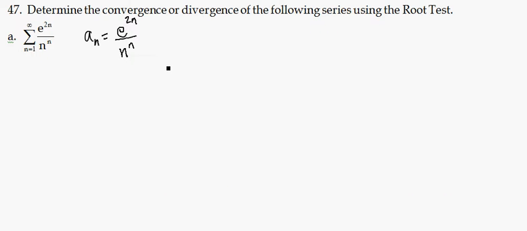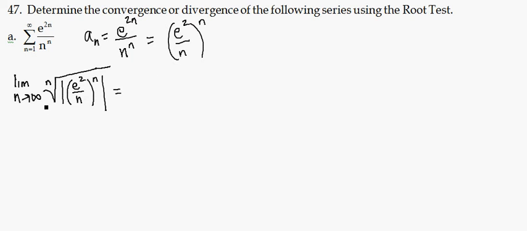Okay, in this example, a sub n is e to the 2n over n to the n. We can view this as e squared over n all raised to the nth power. Viewing it as something to the nth power will help us later when we simplify. So let's set up our limit. So we have the limit as n goes to infinity of the nth root of our expression e squared over n all to the nth.